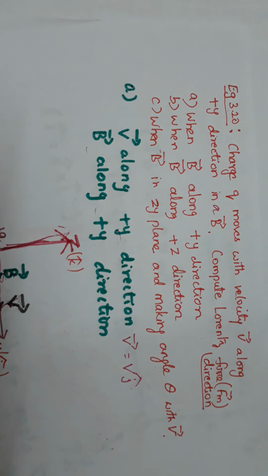Children, we will work out example problem 320. Read the question. The charge is moving with velocity v vector along positive y direction in magnetic field B vector. You have to compute the Lorentz force, and in the first case you can see B vector is acting along y direction, right children?